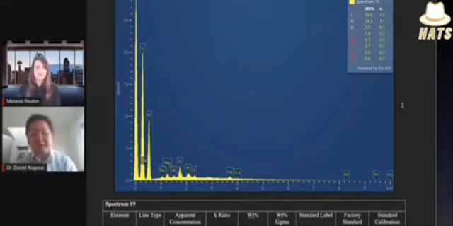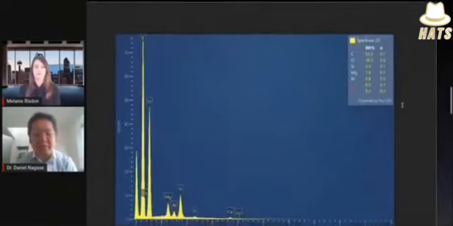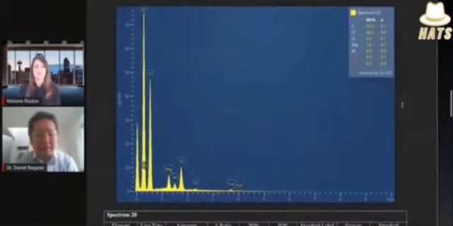So then let's scroll down to spectrum 20, and that's another part of this ball and leg type structure. And again, we see the same thing. It's predominantly carbon and oxygen, no signs of nitrogen or phosphorus that we would expect from a biologic organism. And we see some calcium, aluminum, and a little bit more silicon in spectrum 20. And then let's scroll down again to spectrum 21.